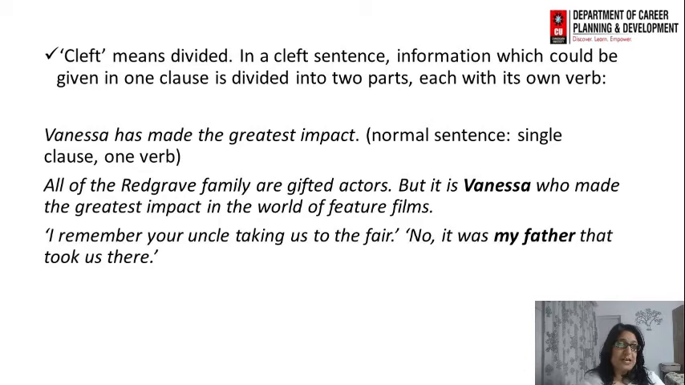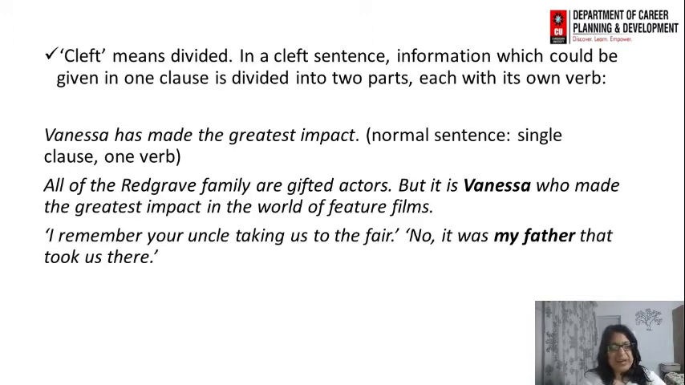Well, what does the word cleft mean? Cleft means divided. So in a cleft sentence, information which could be given in one clause is divided into two parts and each has its own verb. So let me give you an example.